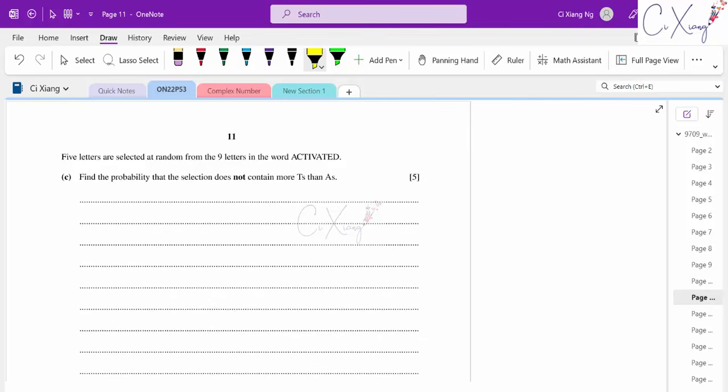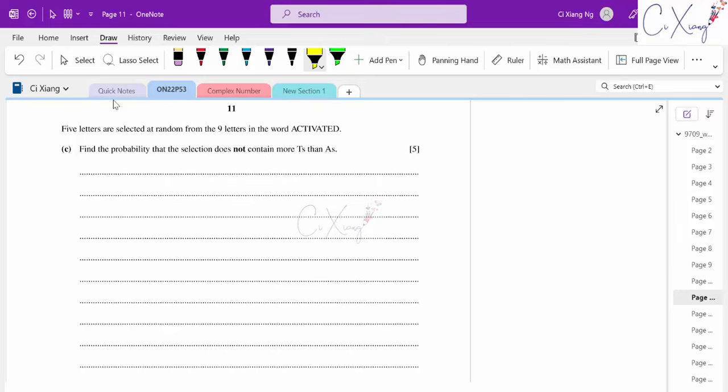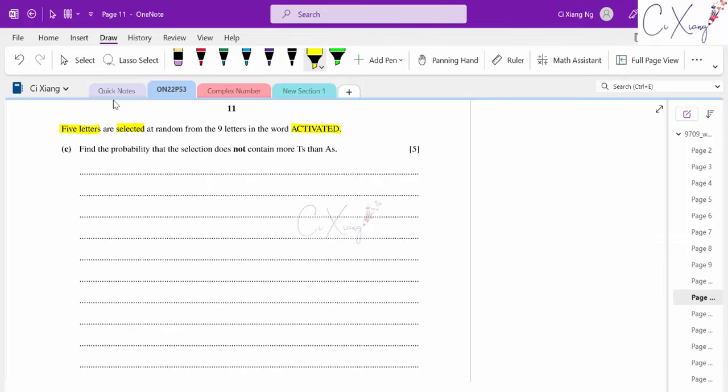For part C, now we have 5 letters selected. So we want to select 5 letters from the 9 letters in the word "activated" again. What the question wants us to find is the probability that the selection does not contain more T than A.